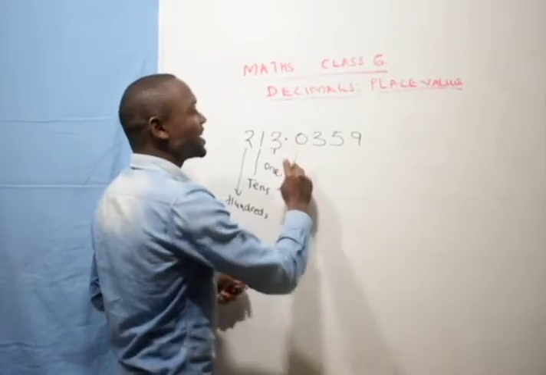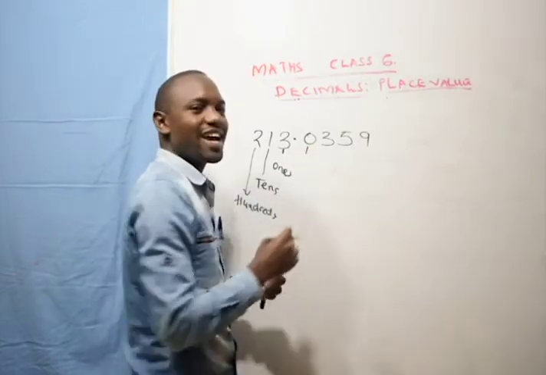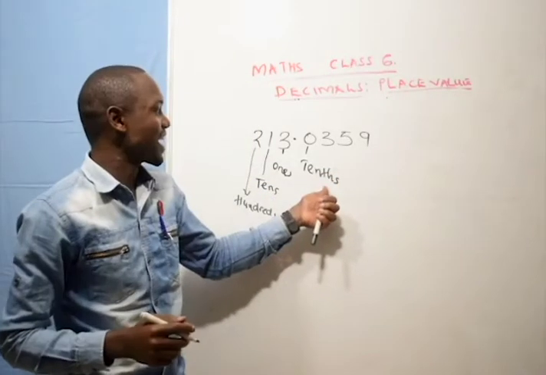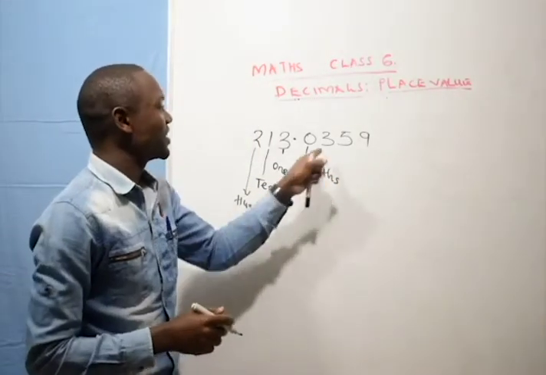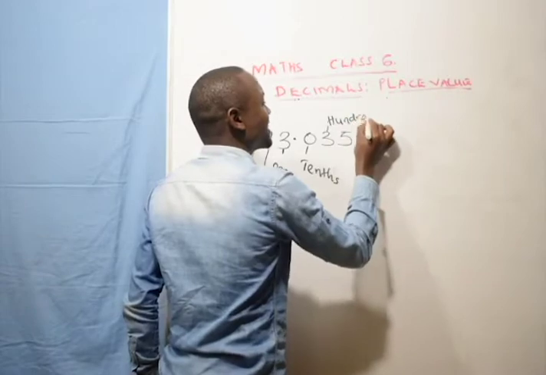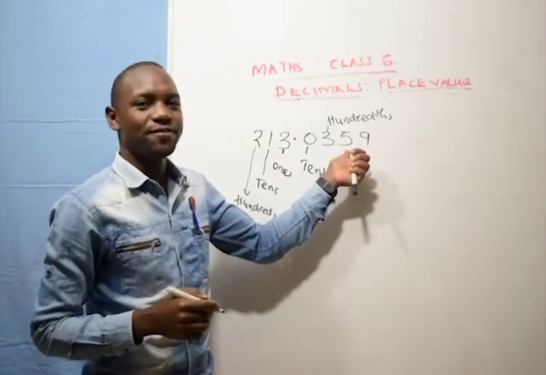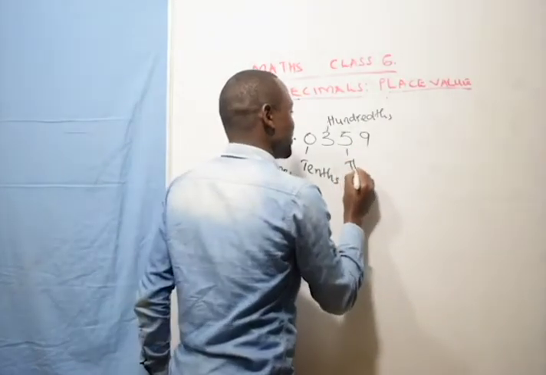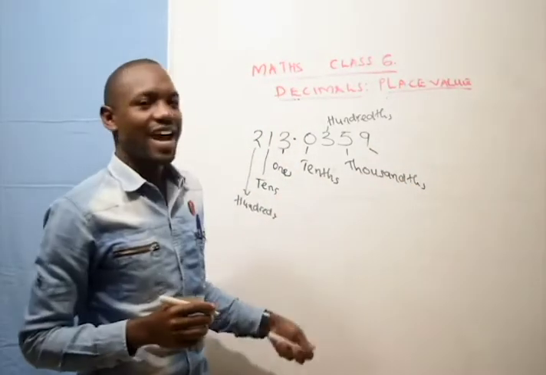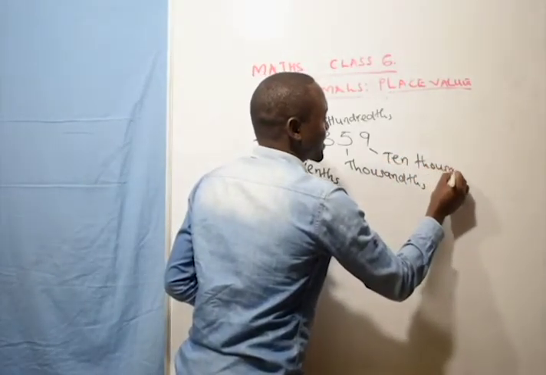Then from the decimal point to the right, you have now the decimals, whereby we say the first digit from the decimal point is in the tenths place value. Tenths with a TH at the end. So what is the place value of digit 3? The place value of digit 3 is hundredths. Then the place value of digit 5 is thousandths. And then the place value of digit 9 is ten-thousandths.